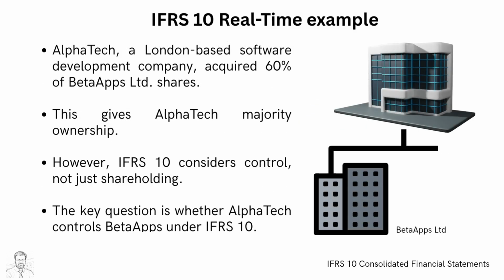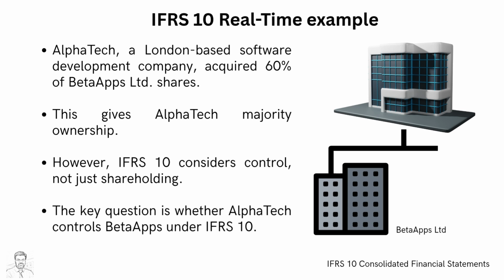All right, now let's bring IFRS 10 to life with a real-world example. So imagine this. We've got a company called Alphatech Limited. Alphatech is a software development company based in London. Now, Alphatech recently bought 60% of the shares in another smaller company called Beta Apps Limited. So yeah, Alphatech now owns the majority of the shares. But remember, IFRS 10 doesn't just look at shareholding, it looks at control. So the question is, does Alphatech control Beta Apps under IFRS 10?